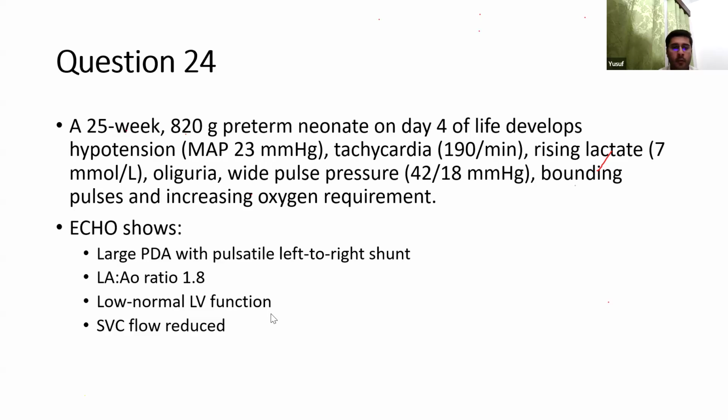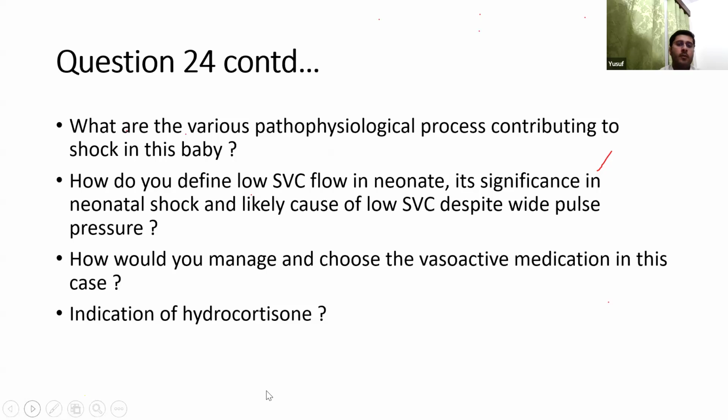You did an echo. Echo was showing a large pulsatile left to right shunt, a hemodynamically significant duct with an LA:Ao ratio of 1.8. LV function was towards the lower side and the SVC flow was reduced. So this baby is having shock. The question is, what are the various pathophysiological processes operating in this baby which are contributing to the shock?